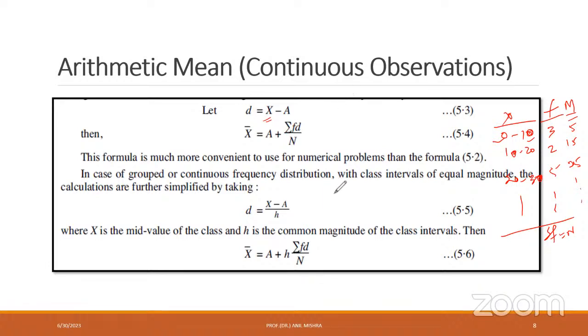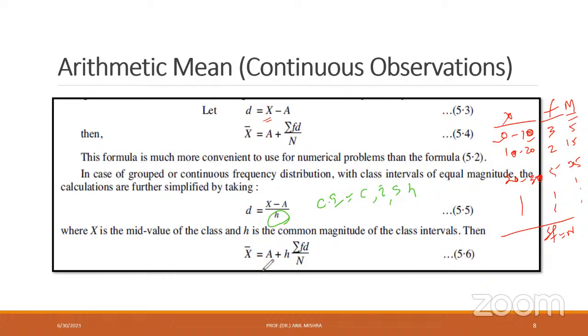That means this h is known as the step deviation. It may be the class interval, you can take c, or you can take i, or s for class size, or it may be h, the class height. So different ways we can take that part. Got the point?